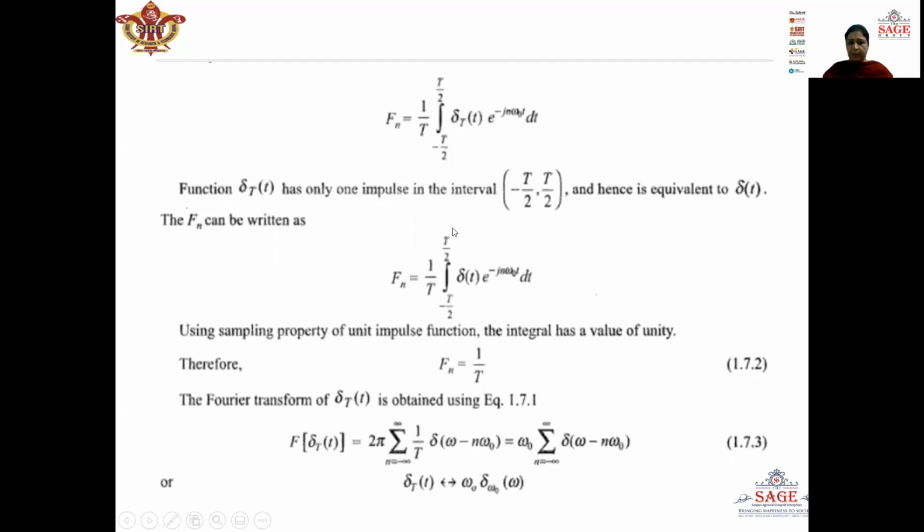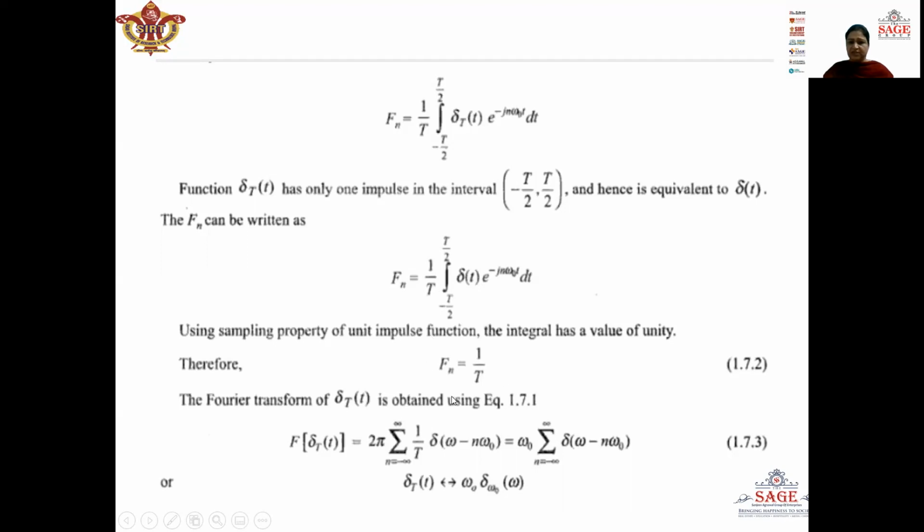Now, using the sampling property of the unit impulse function, if a unit impulse is multiplied by any other time-dependent signal, then the other signal is evaluated at the value of time t where the impulse is located. Since this impulse is located at t equal to 0, we evaluate the exponential at t equal to 0. So this will give 1. Now we are left with only the integration of delta(t) dt, which represents the area under the unit impulse function. We already know that the area under the unit impulse function is unity. So we will have F_n equal to 1 by T.